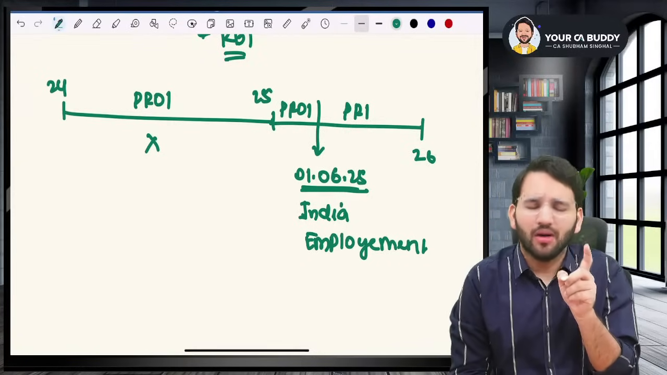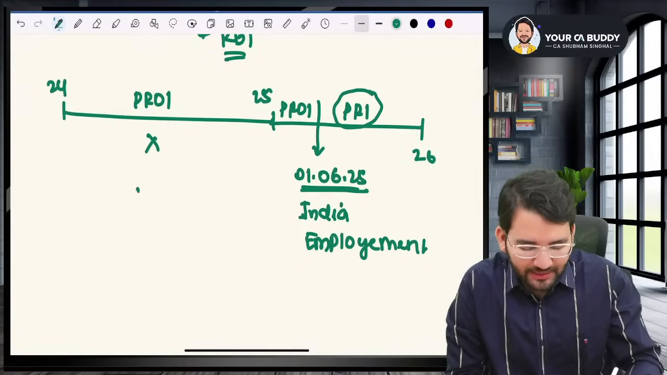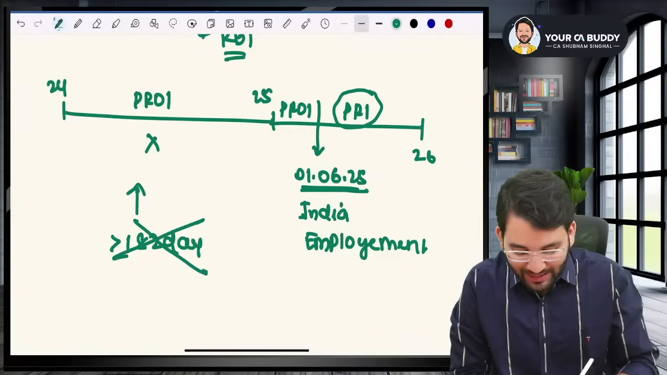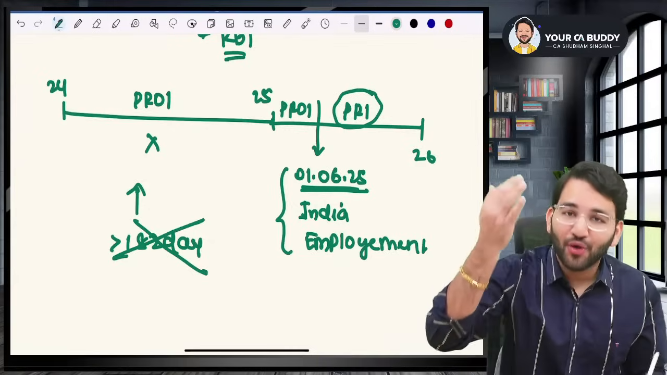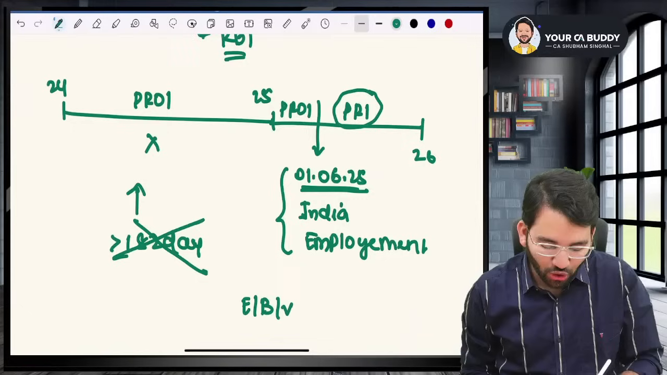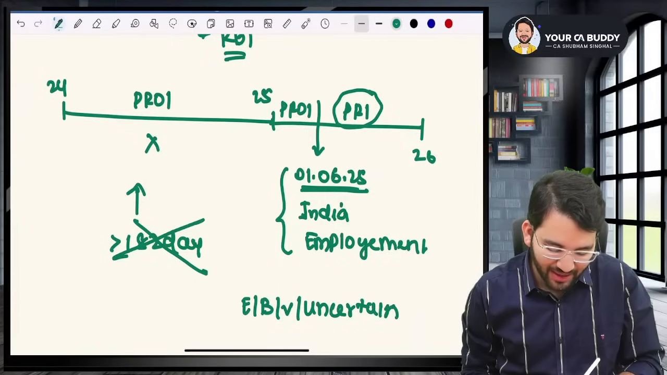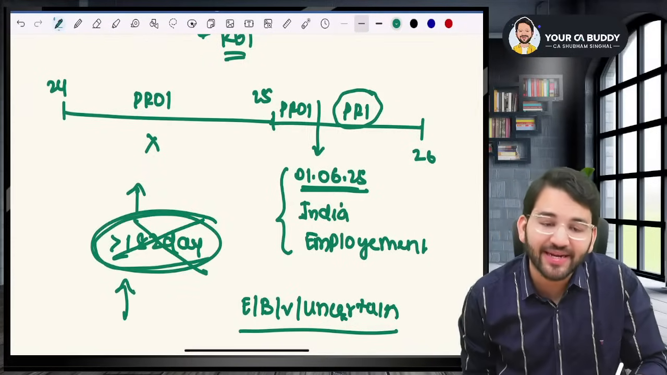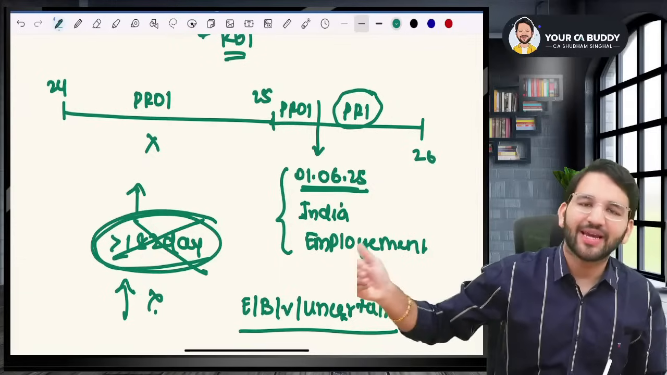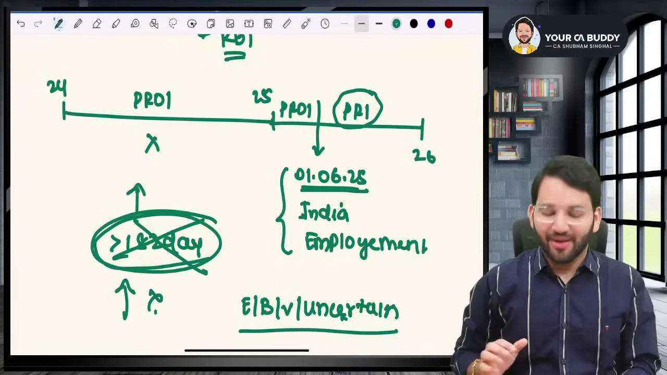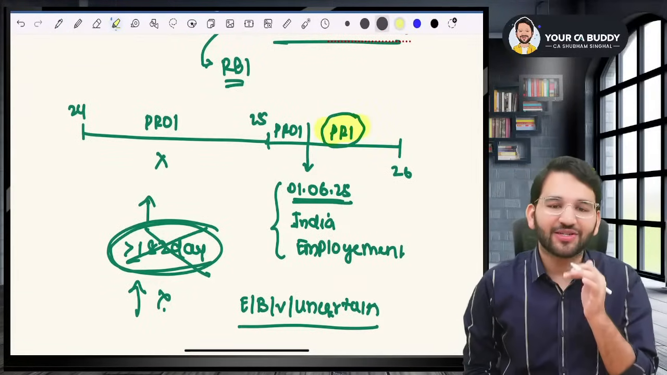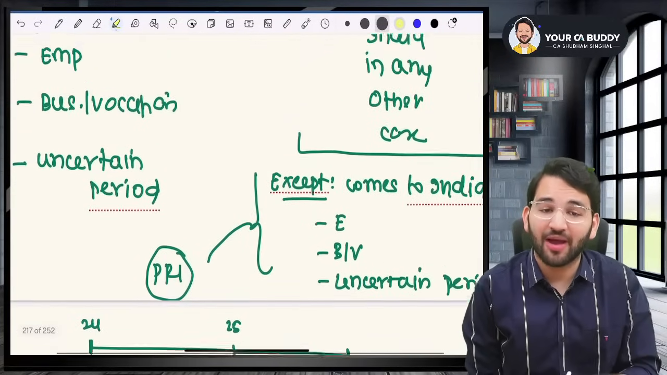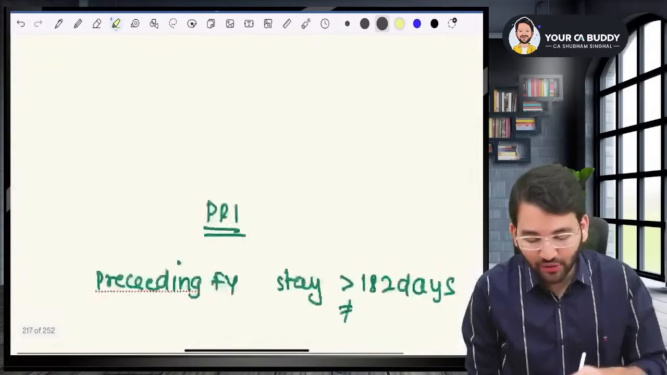But, sir, 1 second. To become a PRI, in my preceding previous year, I should have stayed for 182 days, no? I said, no, boss. In this particular case, it is not applicable. If you are coming to India for employment, business, or vocation, or for uncertain period, then staying here for more than 182 days in the preceding year is not relevant. You directly come and you stay here, not a problem, and you will become a PRI. Once you become a PRI, the provision of this chapter will apply to you. So this is more or less the definition of PRI in case of an individual.